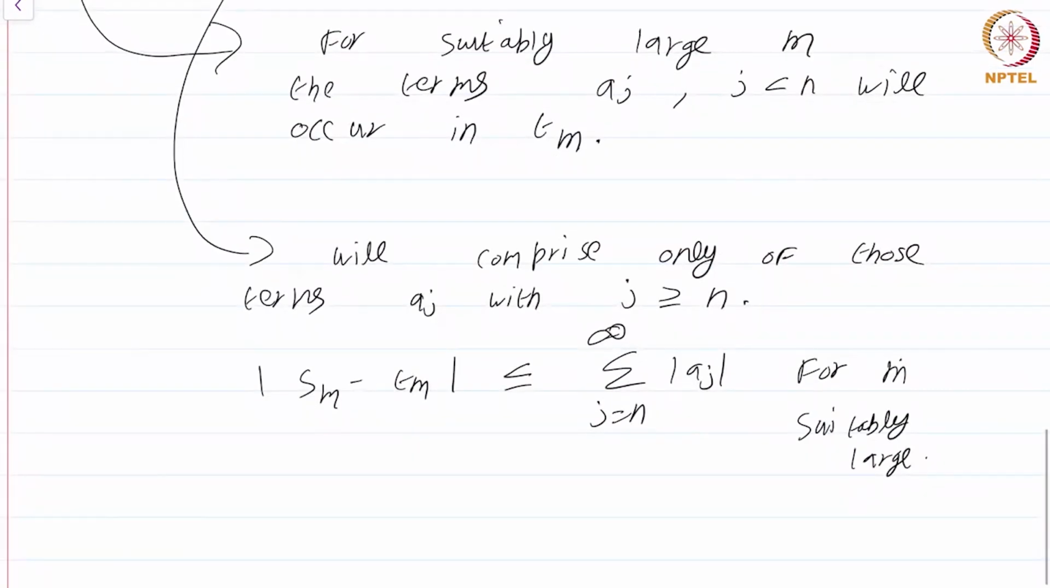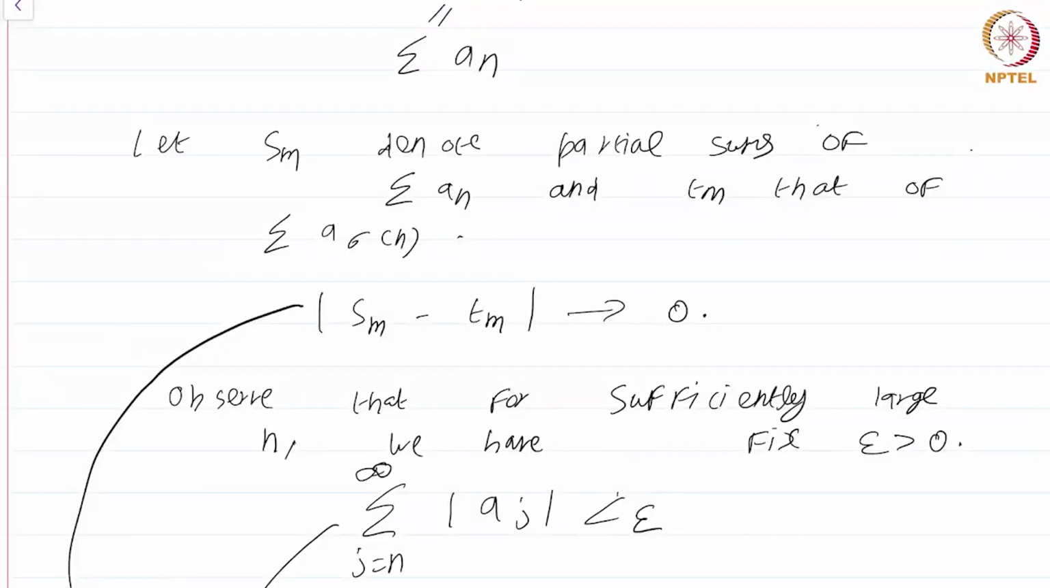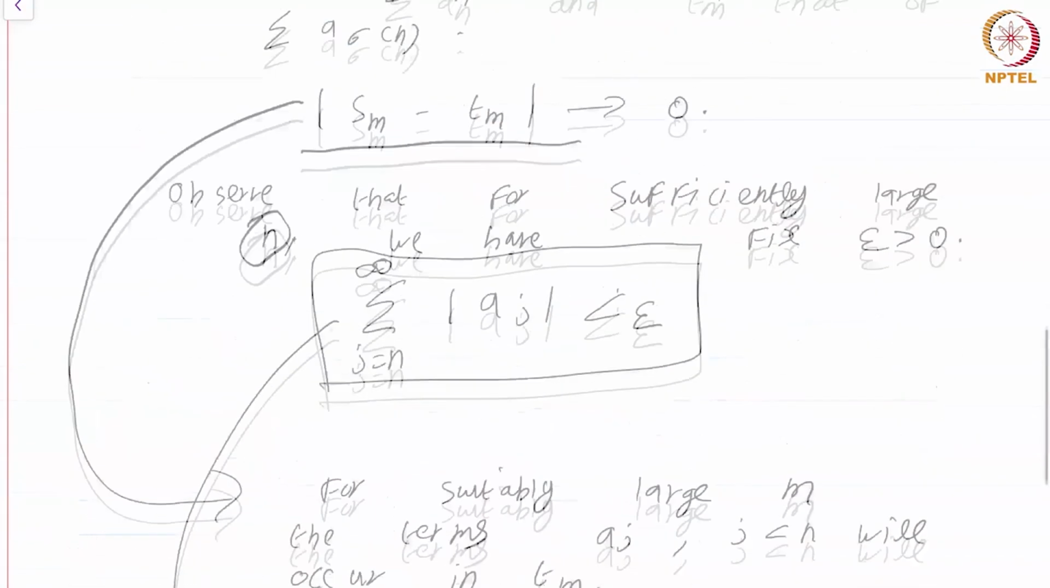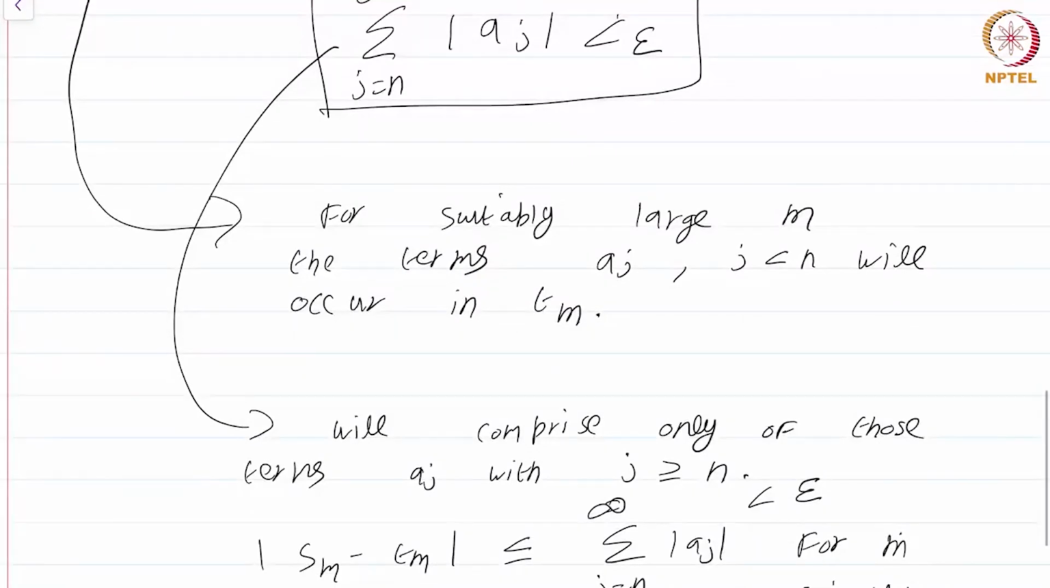Okay, and this we have already made less than epsilon. So here is the brief argument of what has happened. We want to show that mod Sm minus Tm converges to 0. We choose small n so large that summation j equal to n to infinity mod aj is less than epsilon. Then we ensure that in the modulus of Sm minus Tm, the first n minus 1 terms get cancelled.